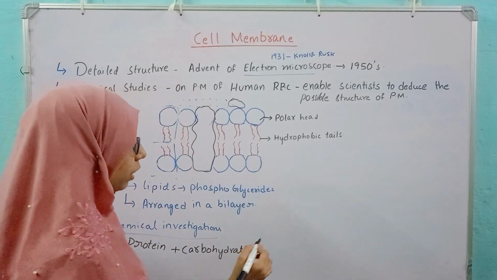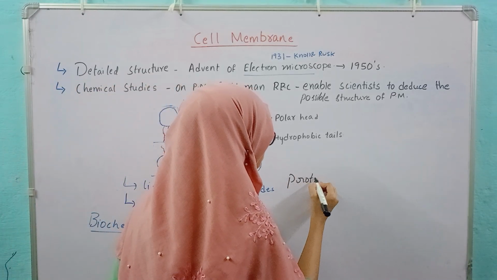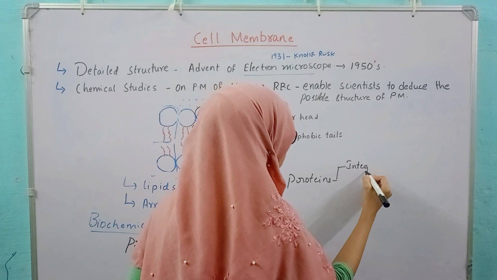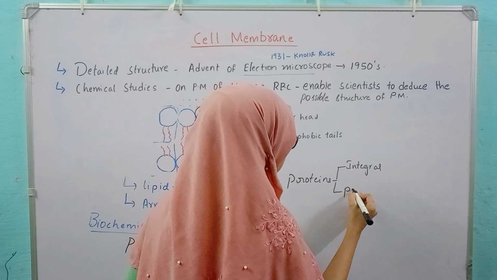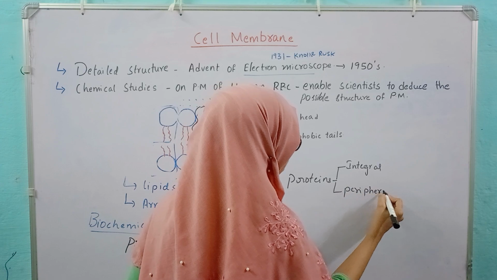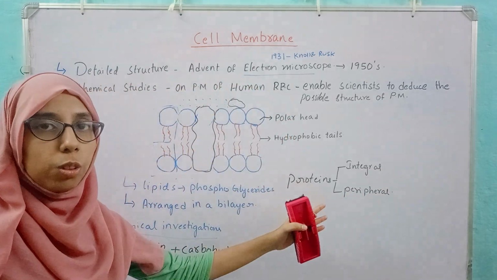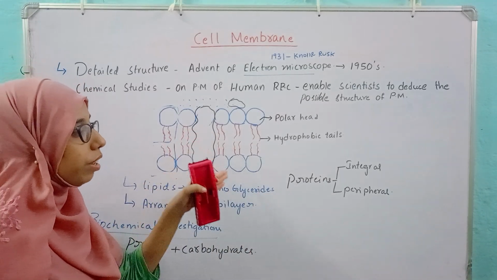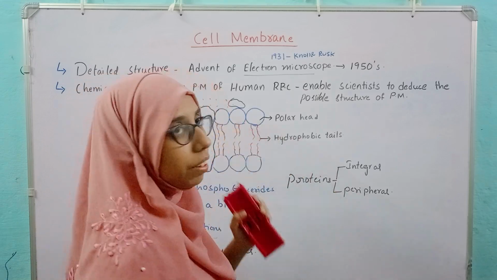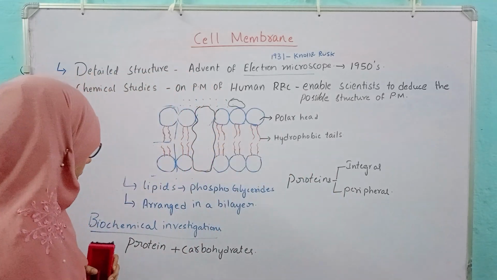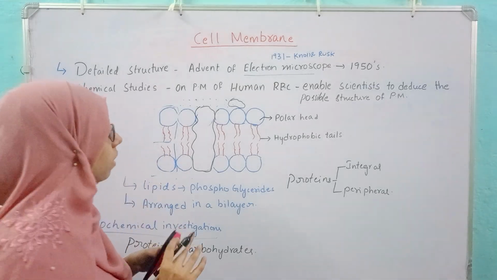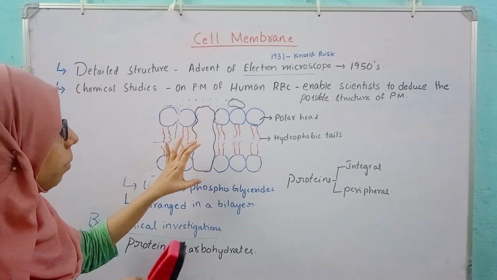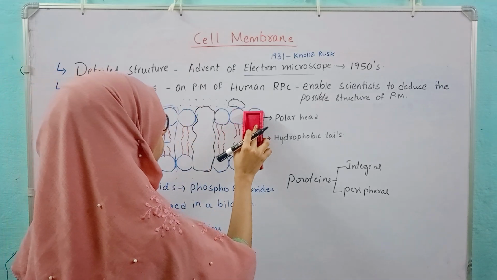So proteins are classified into two types: integral proteins and peripheral proteins. Integral proteins are those proteins which are present inside the plasma membrane, whereas peripheral proteins are present on the surface of it. One thing you must consider is that the integral protein need not be completely buried in the membrane. They are present like this also.